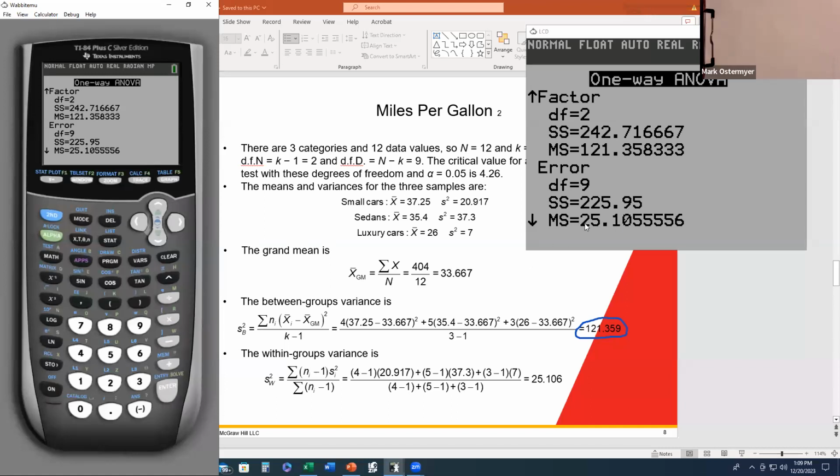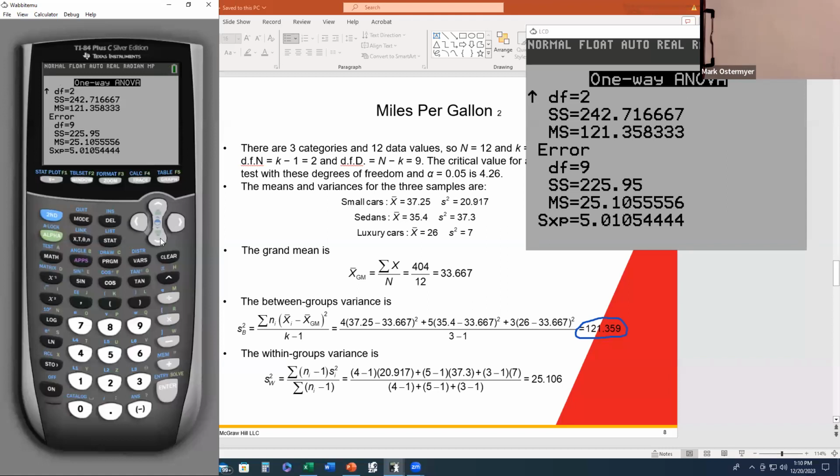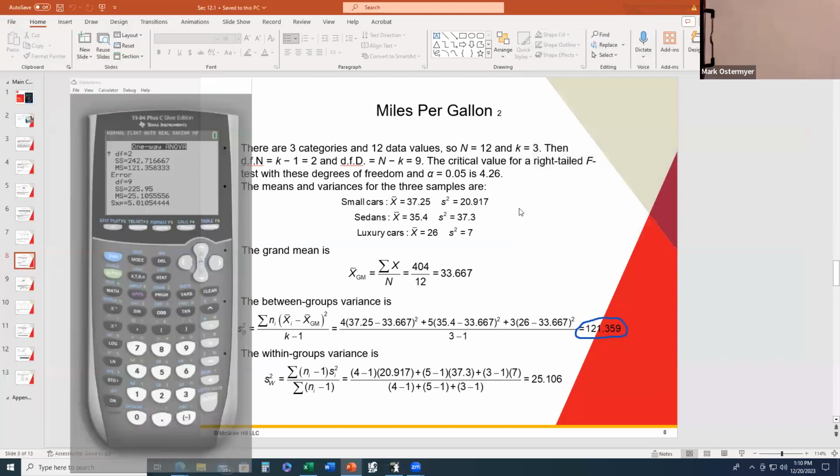So you take your MSE value divided by MSB. You take, it's the other way around. You take MSB divided by MSE, and you get your test statistic, which is about 4.26. Okay. And there you go. So that's analysis of variance on your calculator here.